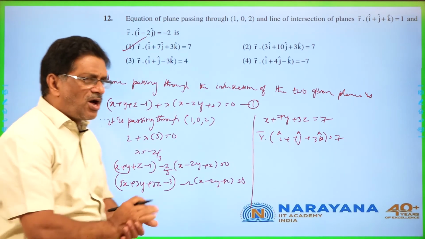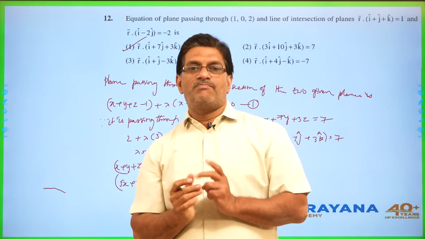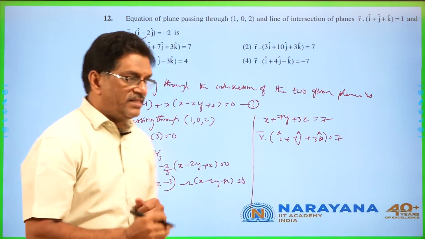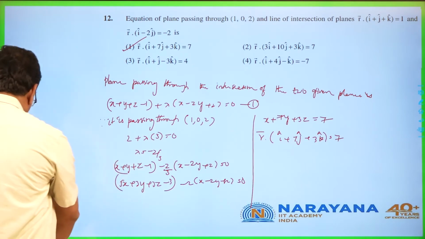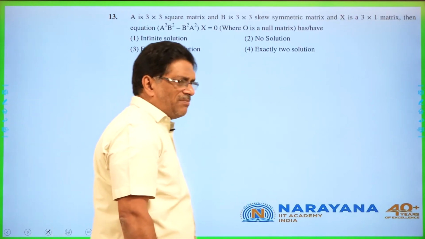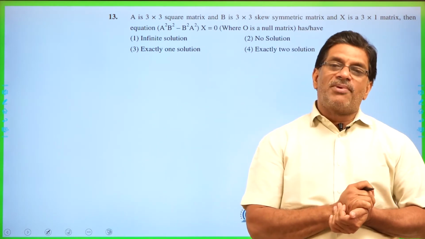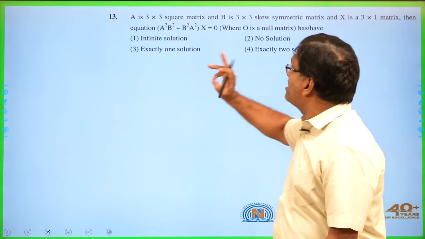So simple problem, plane passing through the intersection of two given planes we can solve like this. Okay, let us go to the next question. It will be like this. Yeah, one good problem and a bit lengthy problem, right? Based on the properties. Here also there is some mistake, I think so.